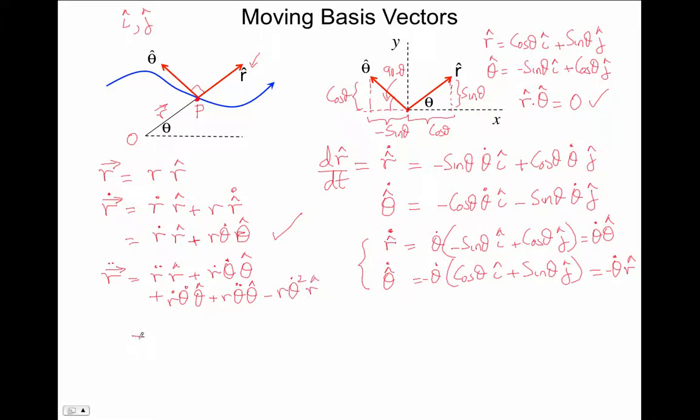So let's now just put things together. Here we will have r double dot minus r theta dot squared r hat, and then there's 2r dot theta dot plus r theta double dot theta hat. And now that's the formula for the acceleration of the particle in these moving basis vectors.